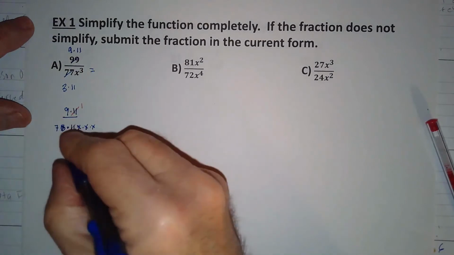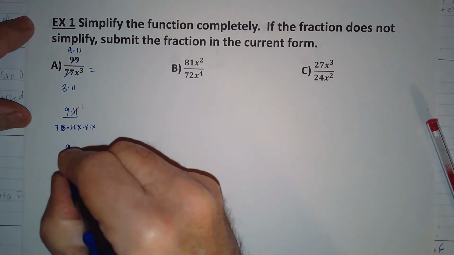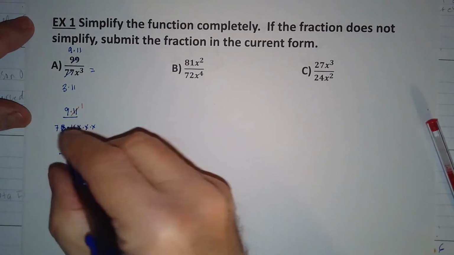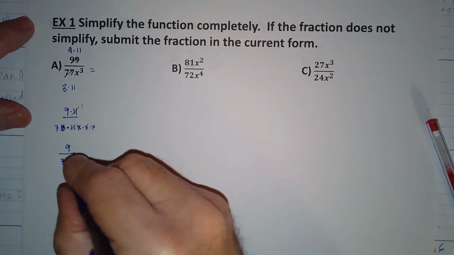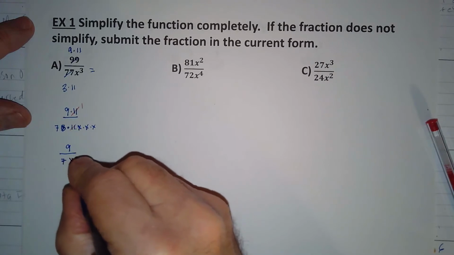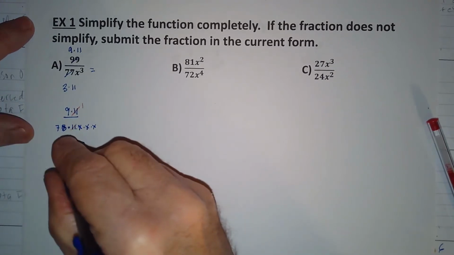So we're just going to rewrite this as 9 times 1, or 9. And then we have 7. And then we have the x's. We'll multiply them back together into 7x cubed. And that is our answer.